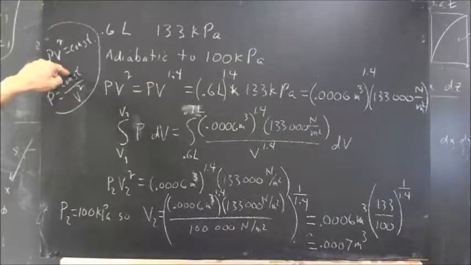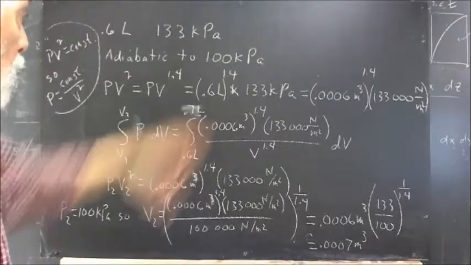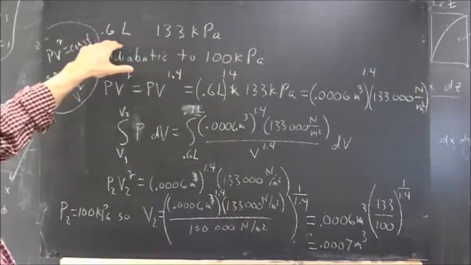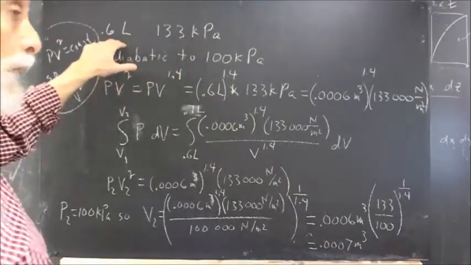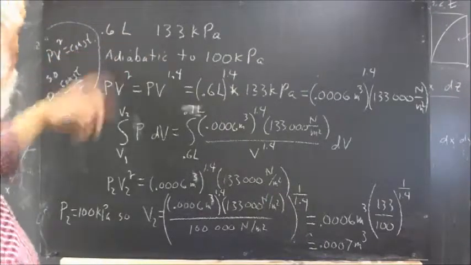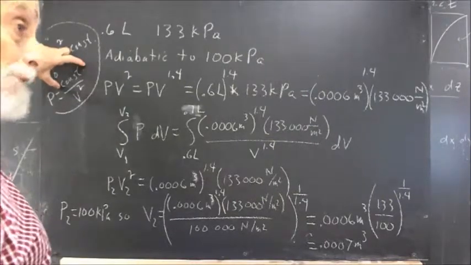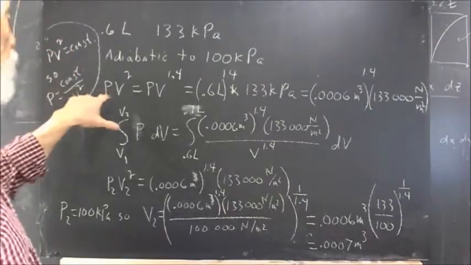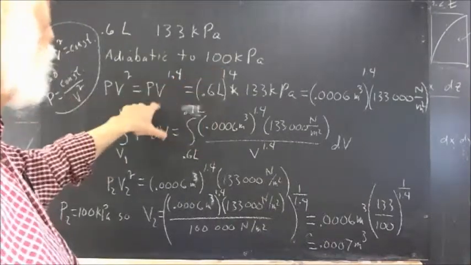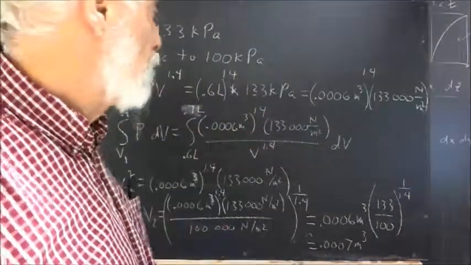What is the constant? Well, the constant is any value of PV to the gamma in this process. Particularly, we've got the pressure and the volume here. We can do PV to the gamma for our initial pressure and volume. Since PV to the gamma remains constant, P is going to equal that constant divided by V to the gamma, and our constant is just going to be 0.6 liters to the 1.4, that's our volume to the 1.4, times our 133 kilopascal pressure.